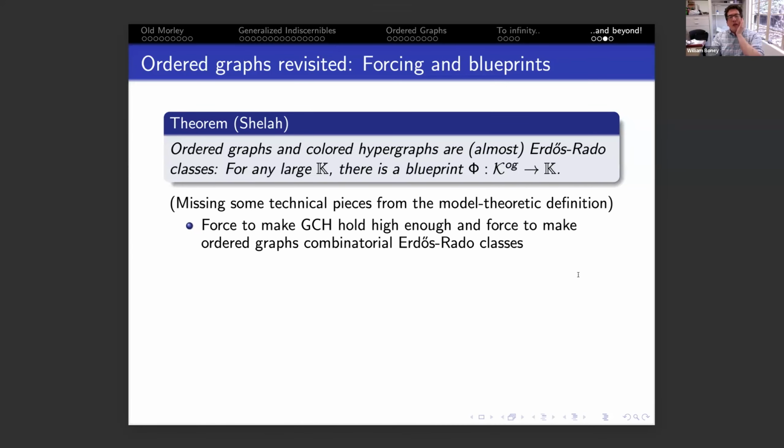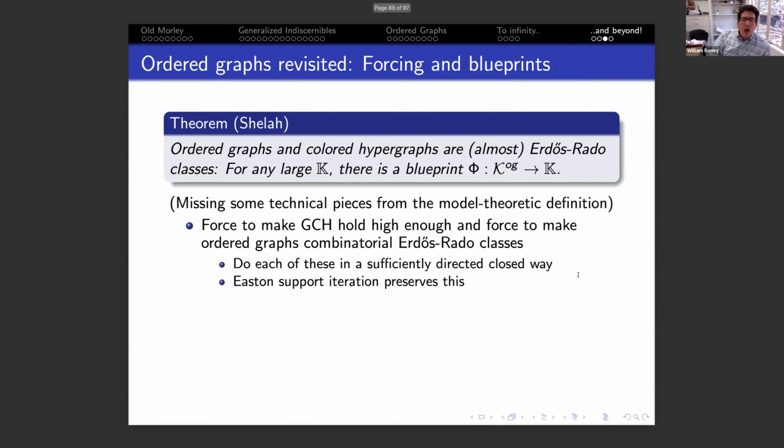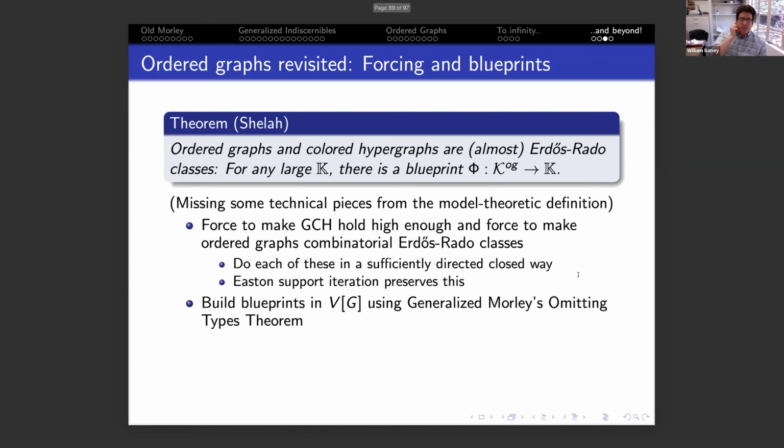So how do you do this? You do the forcing that Shelah did in the previous theorem to set everything up, to make ordered graphs combinatorial Erdős-Rado classes. That means that this structural partition relation holds. All these forcings are sufficiently directed closed, and Easton support iteration preserves this sufficient directed closedness.